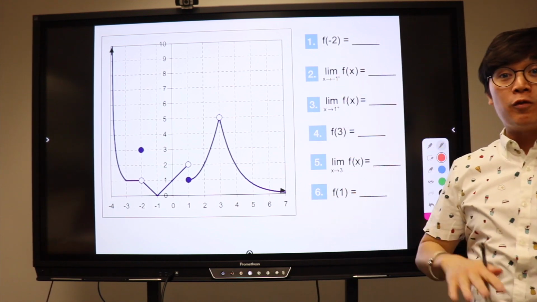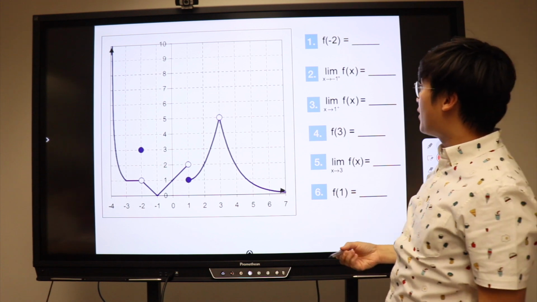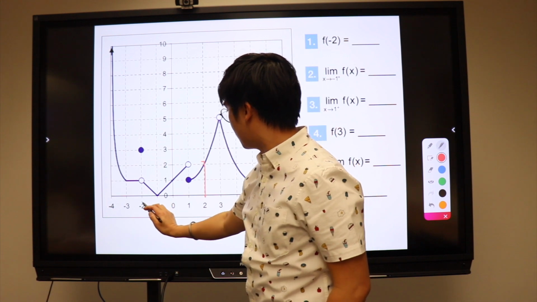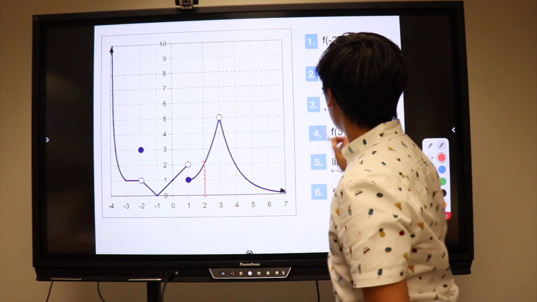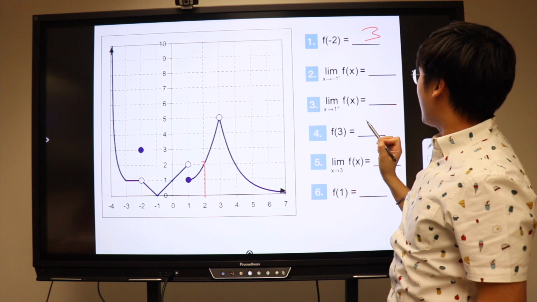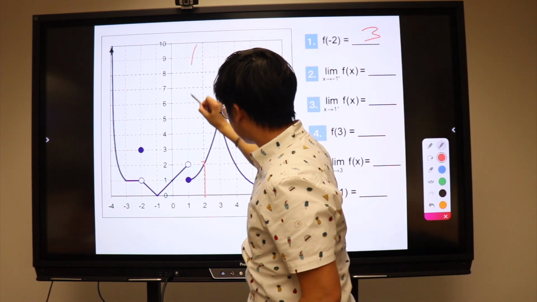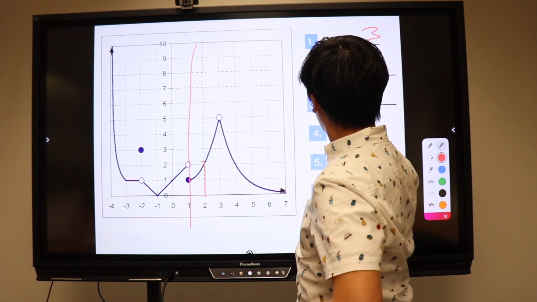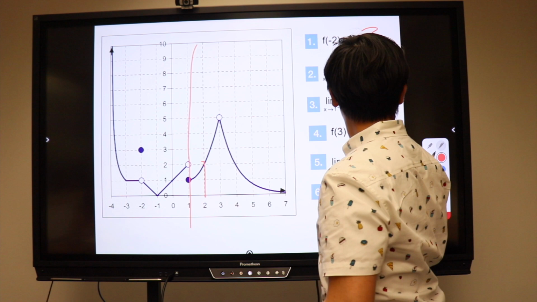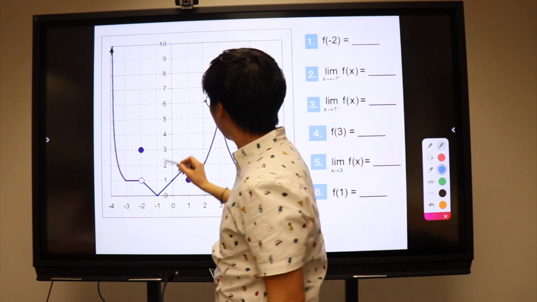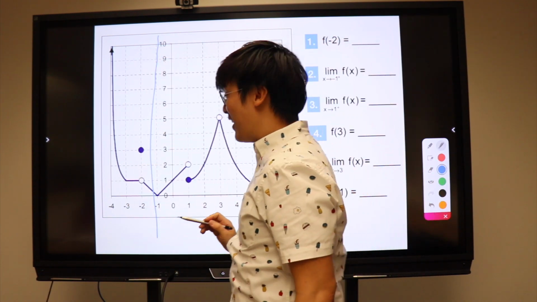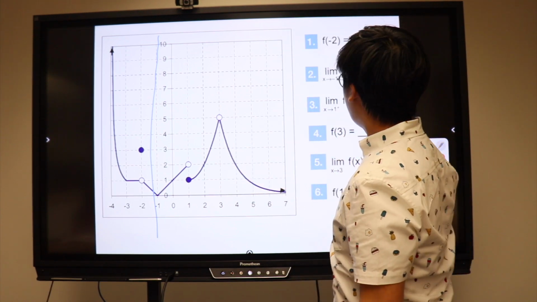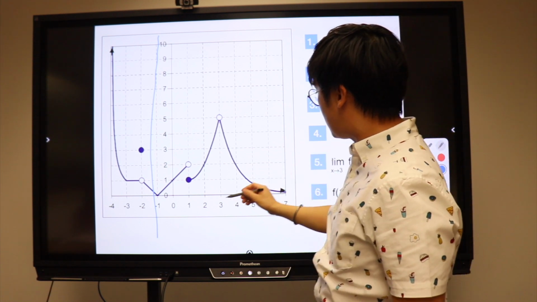Number 1, f of negative 2. This one is a simple algebra problem, right? So what is f of negative 2 right here? 3. Yes, 3. Limit of f of x as x approaches negative 1 coming from the positive side. The other one. That means I need to edit. This one, right? Yes. So coming from the positive side, it's approaching what value? 0. And it's 0.